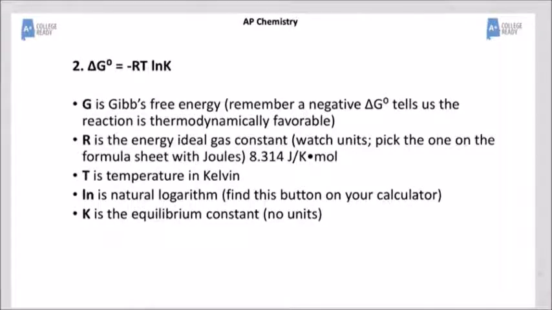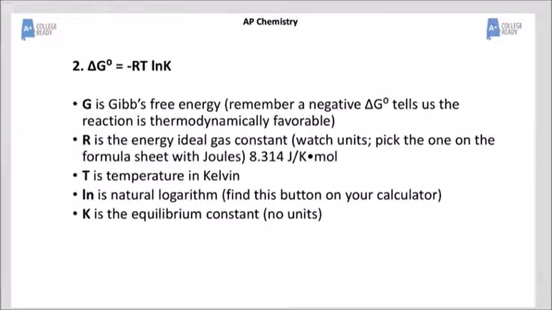So here's the second formula. Delta G equals negative RT, and those are multiplied together, times the natural log of K. And let's go ahead and define these terms, and we'll talk about what natural log is. G is, again, Gibbs free energy. And again, the sign of delta G will tell us about thermodynamic favorability.